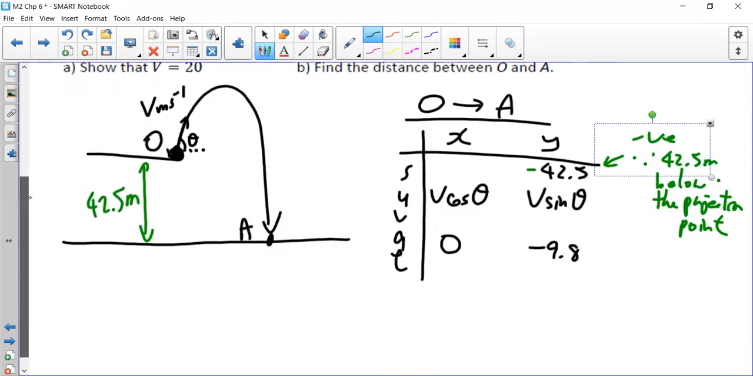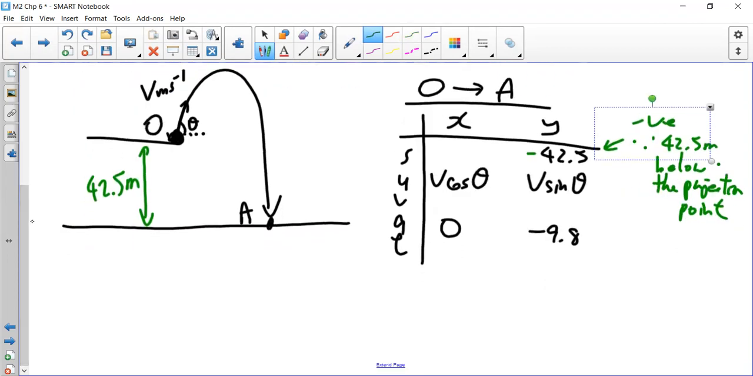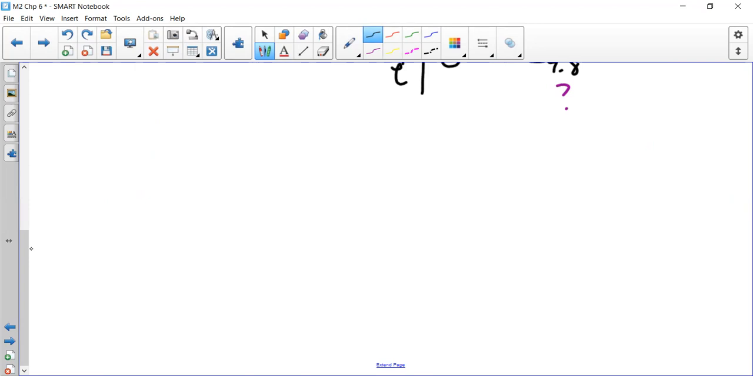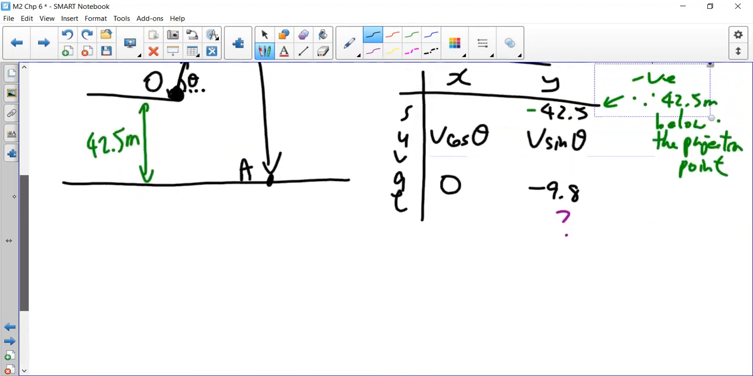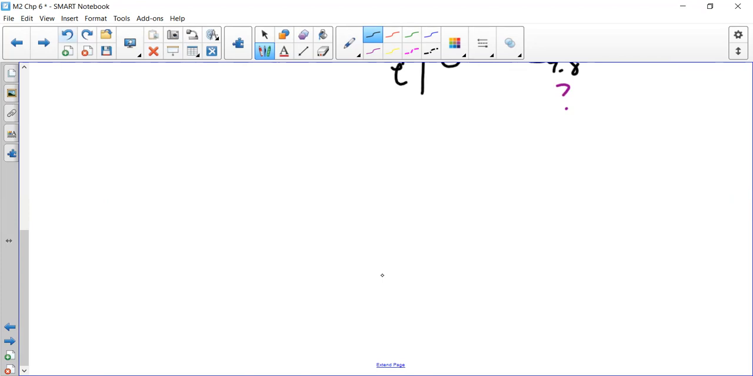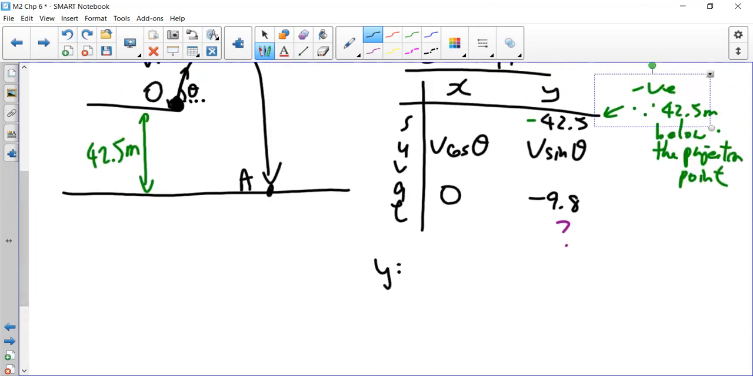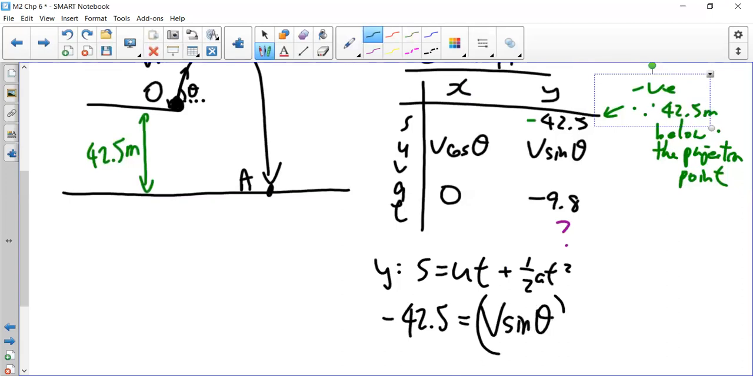So next, we want to find V. To find V, we need T to help us. So on the y column, we can do S equals ut plus a half at squared. S is negative 42.5. U is V sin theta. Don't forget, you know the value of theta, times T, which we know, plus a half. Actually, do we use that? Yes, we do. A half times negative 9.8 times T squared.